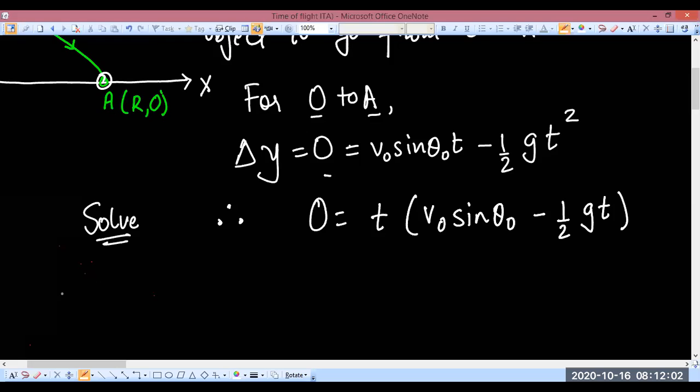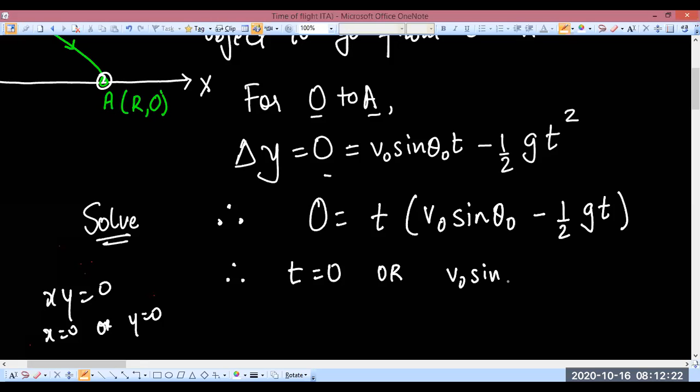Now whenever you are given two things like this, x into y is 0, there are two possibilities, x is 0 or y is 0. That's how normally things happen, right? Okay, there are exceptions, but I don't have to teach you maths here. So you get t is equal to 0 or v0 sine theta 0 minus 1 by 2 gt is equal to 0. Okay, so two possibilities.